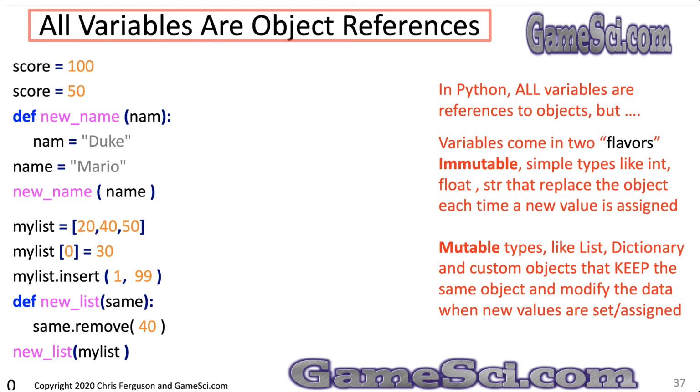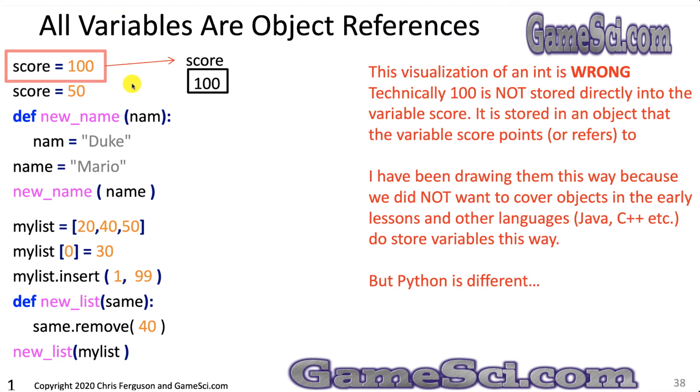Mutable, that sounds like fancy words. It's not that complicated when I show it to you on the screen. Score equals 100, and I'll create a variable and store 100 in it. This visualization of an int is wrong. Technically, 100 is not stored directly into the variable score. It's stored in an object that the variable score points to or refers to. I have been drawing them this way because we did not want to cover objects in the early lessons. And by the way, other languages like Java, C++, etc. do store variables this way.